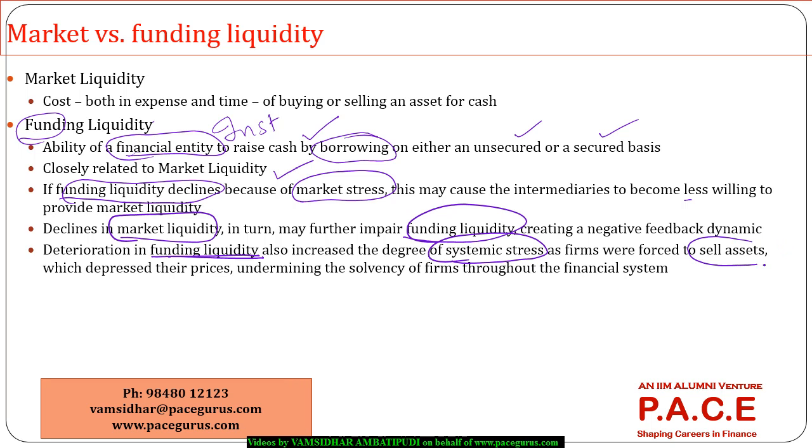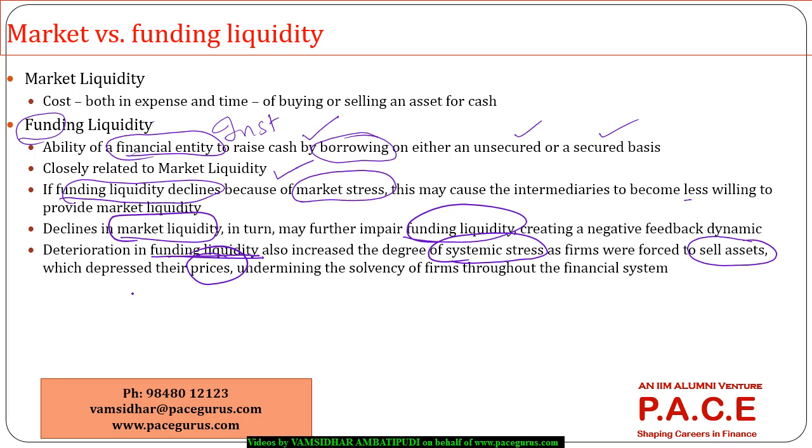And people are not able to sell their assets also. They have the asset, but they are not able to sell it to raise the fund. So the market is becoming illiquid, funding illiquidity is occurring. Because the market values of the assets have gone down quite drastically, they are not able to sell their assets, or even if they are selling their assets, they are forced to sell at much lesser prices, and because of it the solvency of the firms is getting very badly challenged.